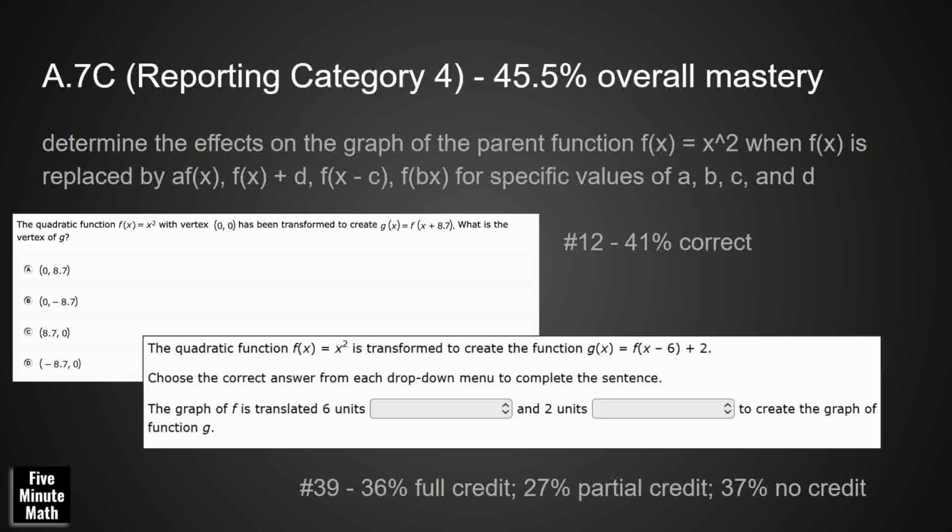Now, what we are looking at typically is we're going to have some type of parent function like this, so f of x equals x squared. It's going to be just your basic quadratic function. And then we're going to end up translating it somehow. And so we've got some basic translations that we are looking at here, and these are what we typically deal with.